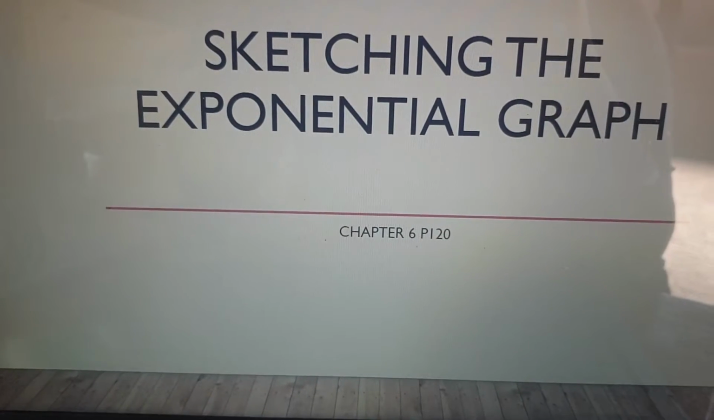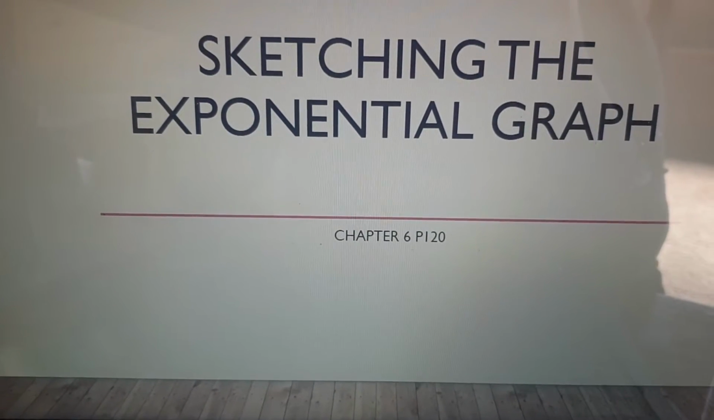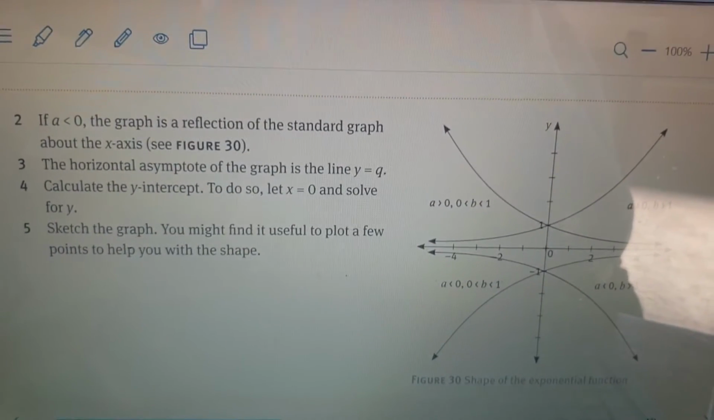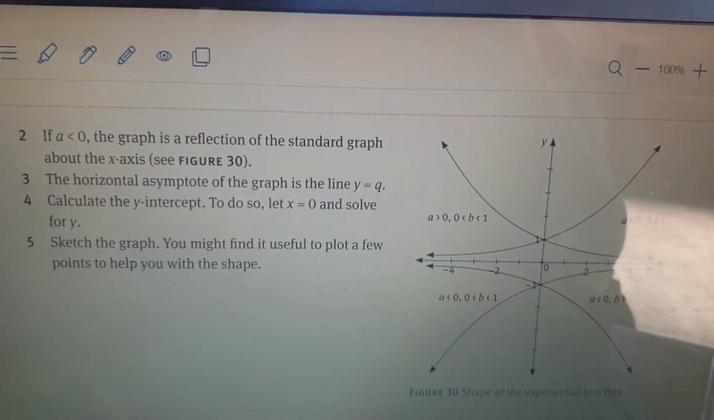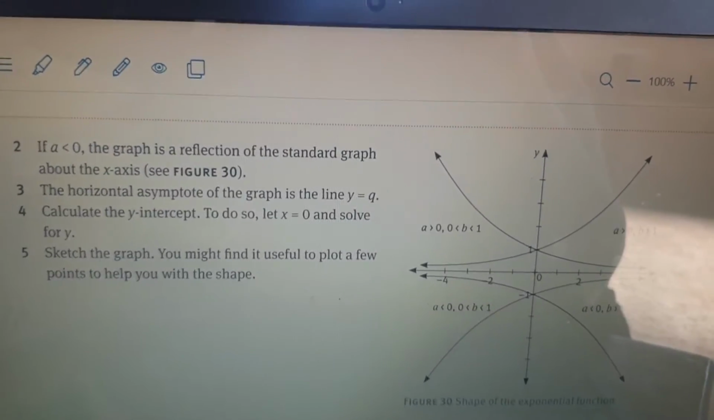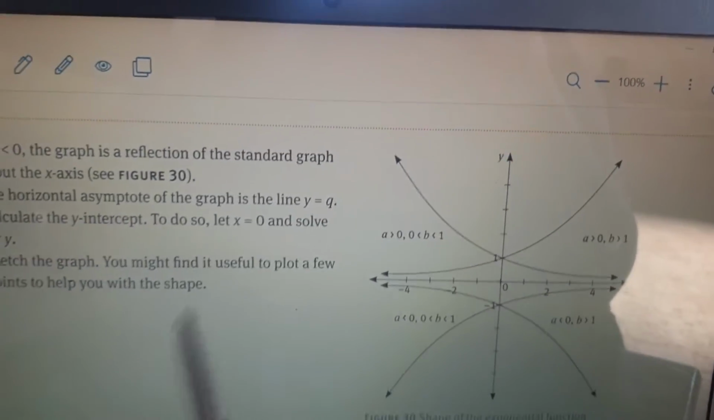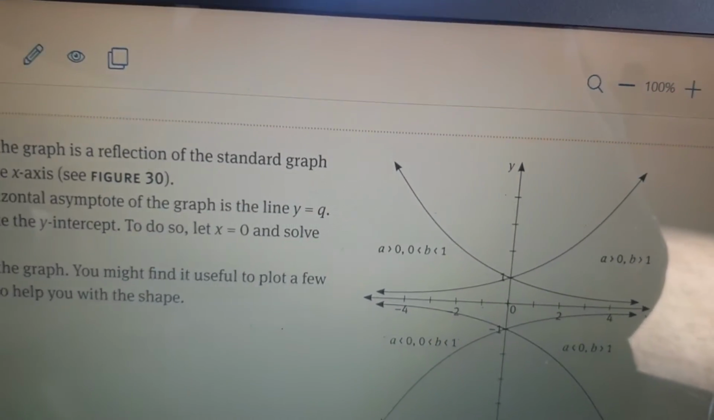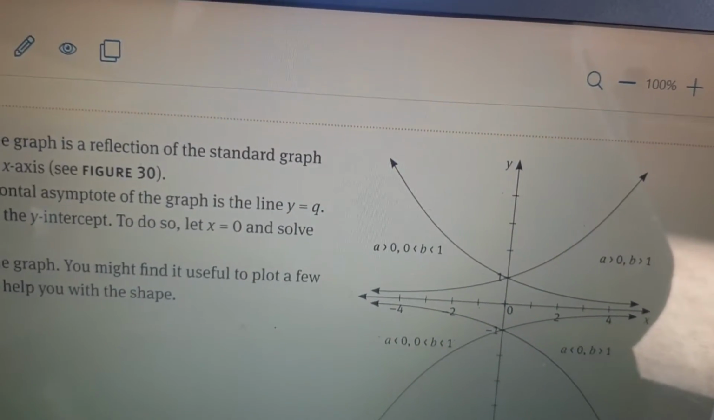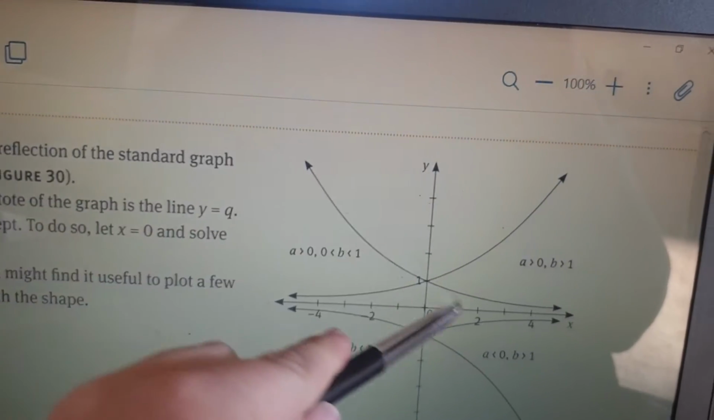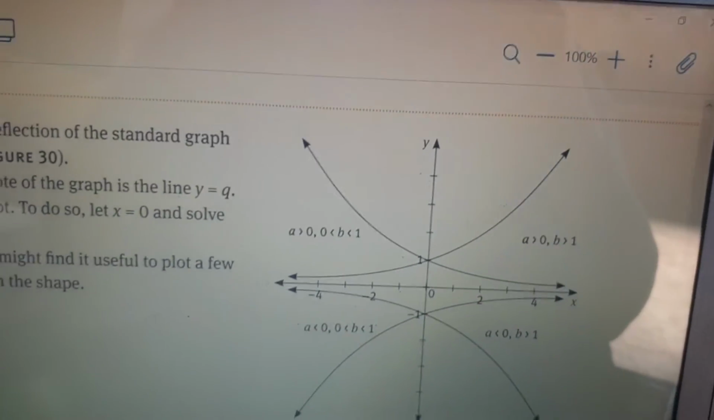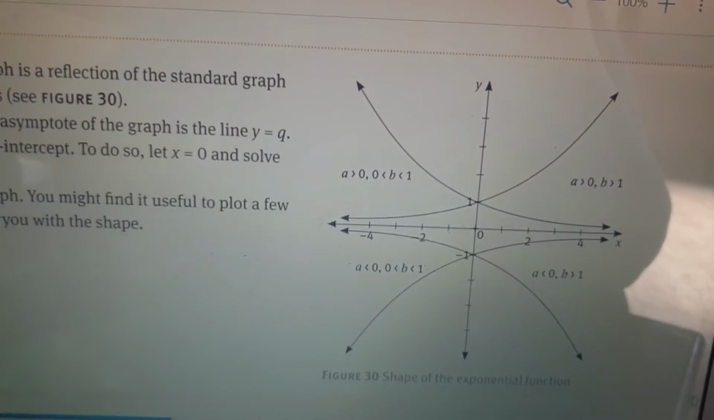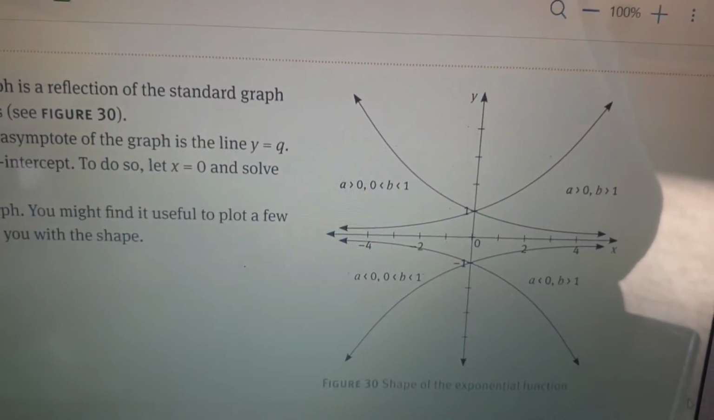Now we are taking a look at sketching the exponential graph. So the first thing we do is we look at the value of b. If b is bigger than 1, we've got an increasing graph. What does that mean? And if we have one where b lies between 0 and 1, we have a decreasing graph. If it's a negative value, it's just going to reflect in the x-axis.